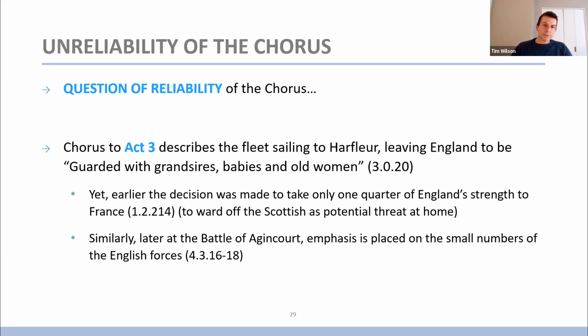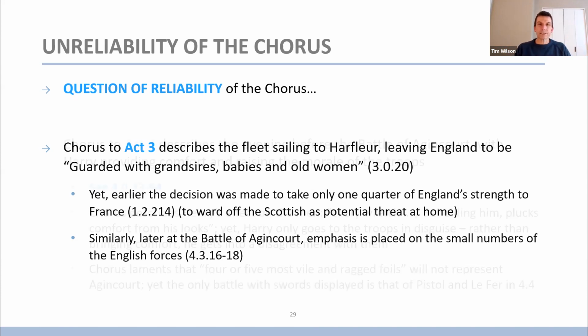And then later, similarly, on the eve of the Battle of Agincourt, emphasis is placed on the small numbers of forces. Remember, we said, oh, they've got 60,000, we've only got a few, and Westmoreland says, oh, I wish we had a few more. So the fact that they're greatly outnumbered, that they've only got a few people, is also emphasized.